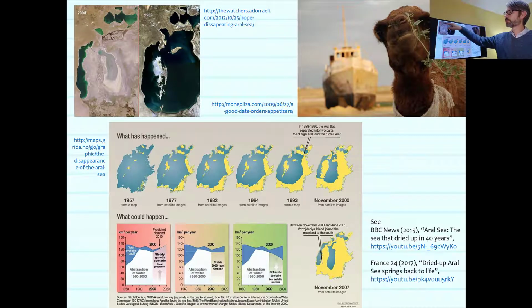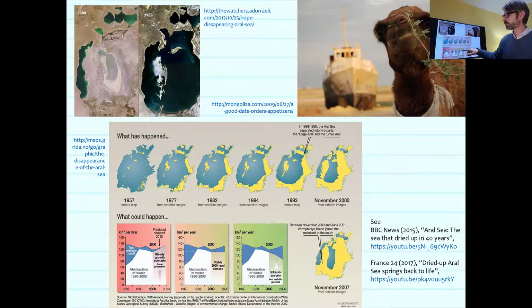There's still water in the northern section. There is actually a dam here. Here you can see 1957 lake levels, 1977, 82, 84, 93, and then by November 2000, the lake had basically split into two lobes here and the northern reach.